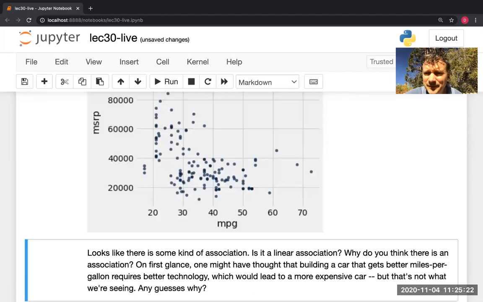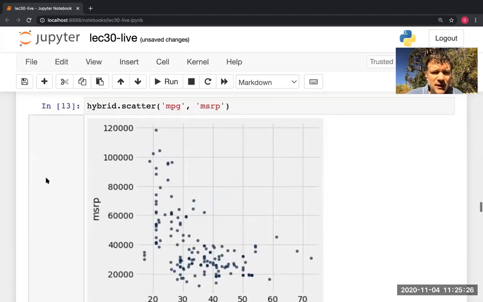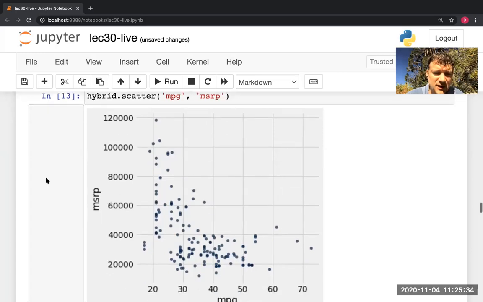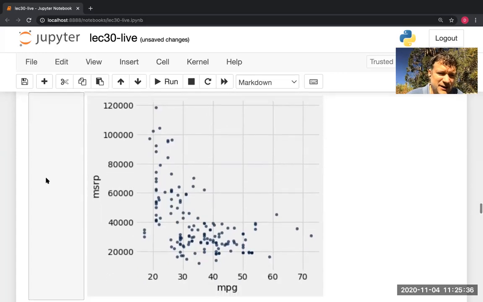All right. So let's look to see whether there's an association between the miles per gallon that these cars get and the price of the car. So on the x-axis is miles per gallon, and on the y-axis is MSRP. And here I've made a scatter plot. So why don't you leave me a private message in chat? Do you think there's an association? And if so, what kind of association? Is it linear association or nonlinear association?